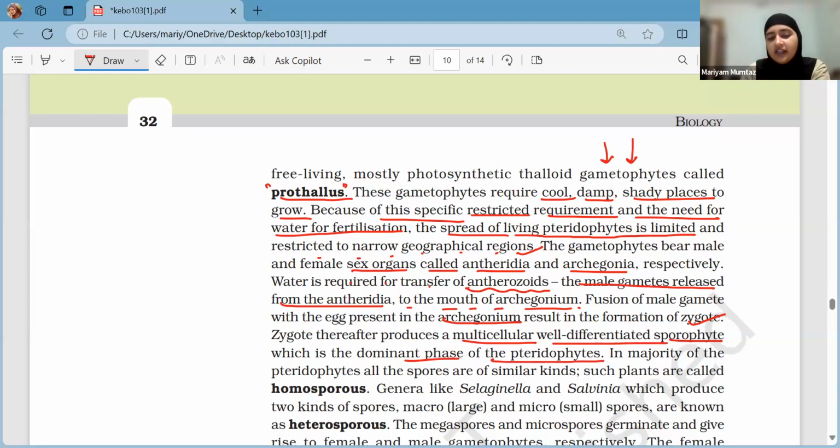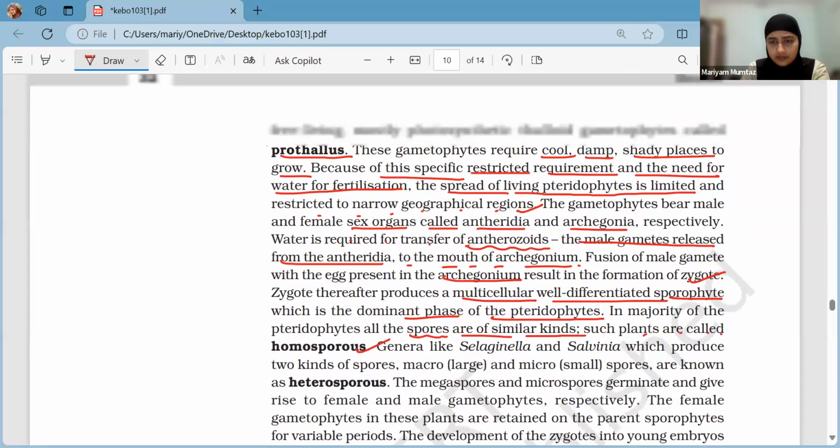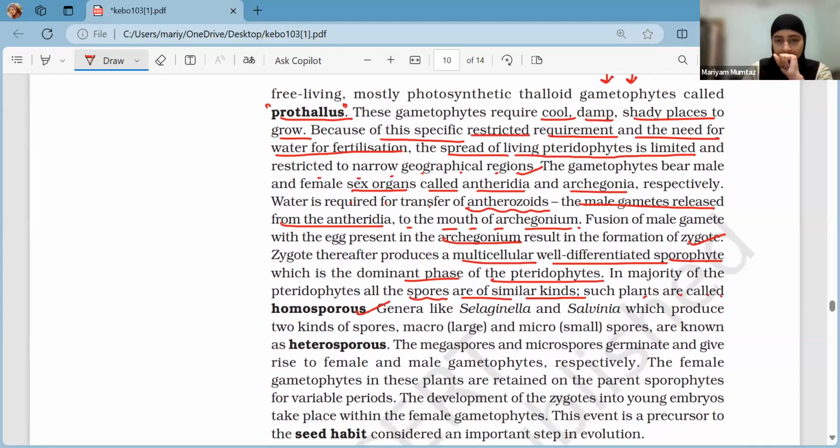In the majority of the pteridophytes, all the spores are of similar kinds. Such plants are called homosporous. Homo means same, and sporous is something that bears spores. So homosporous is something that bears the same kind of spores. This happens in most of them, but in certain examples, such as Selaginella and Salvinia, they have different kinds of spores.